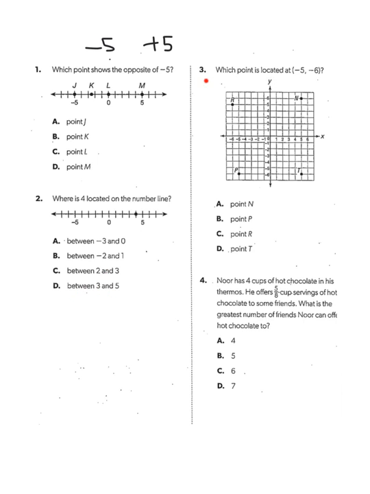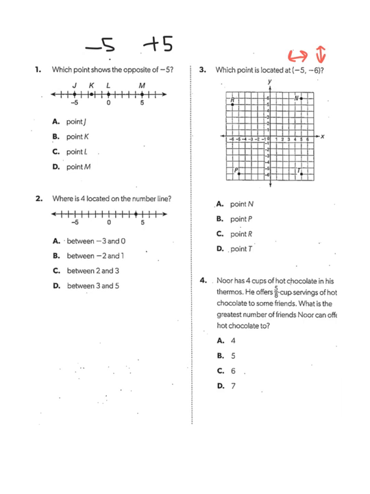Alright, number 3. Which point is located at -5, -6? So remember, when we're plotting points on a coordinate graph, remember that this first coordinate right here always goes left or right, and then your second coordinate always goes up and down. So where would -5, -6 be?